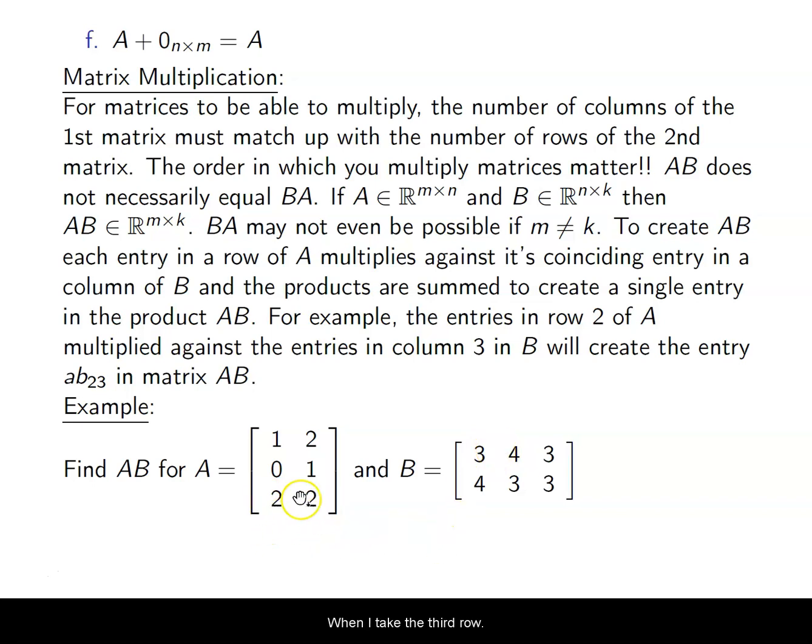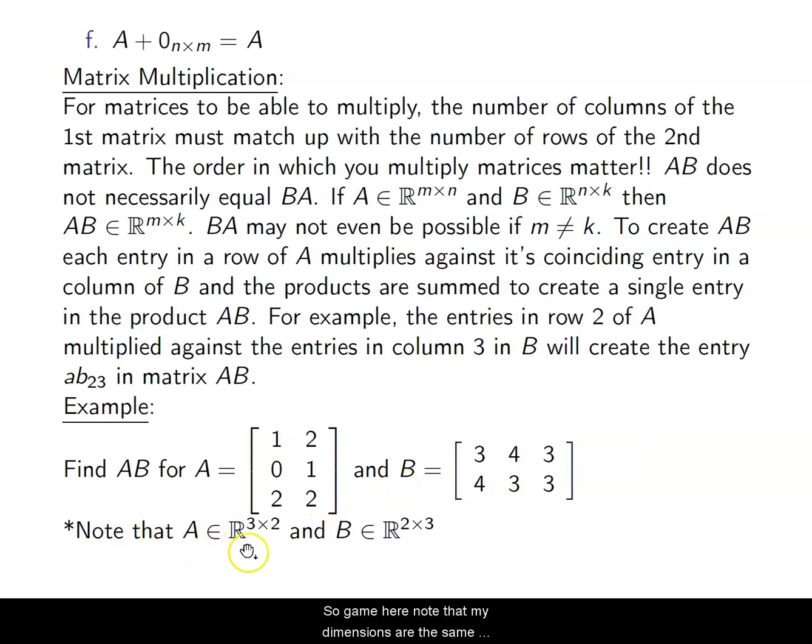Okay. When I take the third row times the third column, that's going to be my very, very last entry, right? This is 3, 3. So 2 times 3 plus 2 times 3, or 12, will be the entry in the last place of my product matrix. So let's look at this. Again, note that my dimensions are the same, right? A is 3 by 2, B is 2 by 3. The inner dimensions match. The outer dimensions, 3 and 3, are what the dimensions of my product will be. Okay, so AB will be 3 by 3.